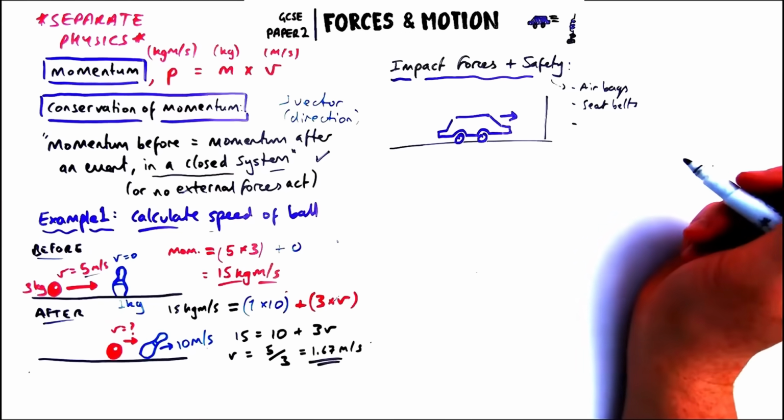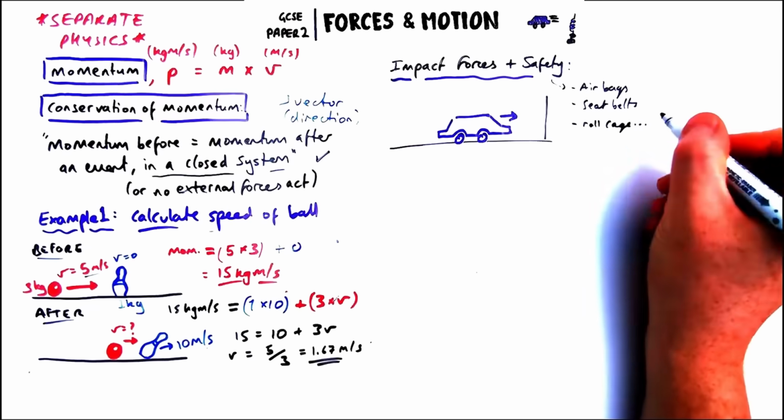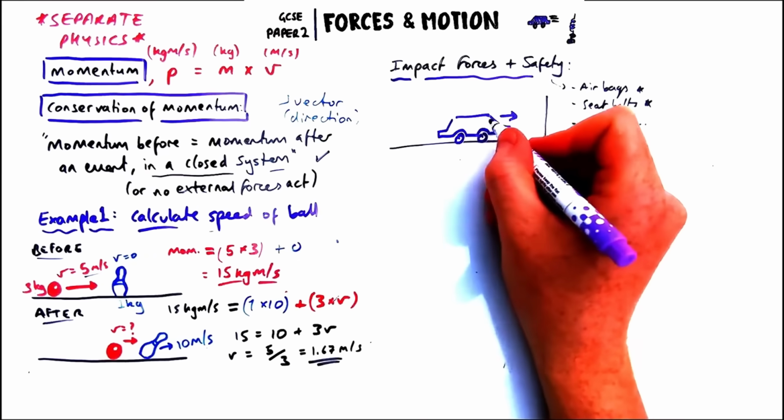So in a car, obviously, there are things like seatbelts. There are things like airbags, and also things like roll cages to help us out. There are also things like crumple zones in the car itself. Now, lots of these work in the same way.